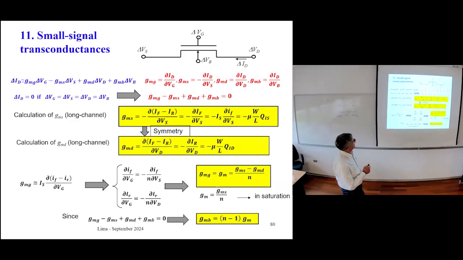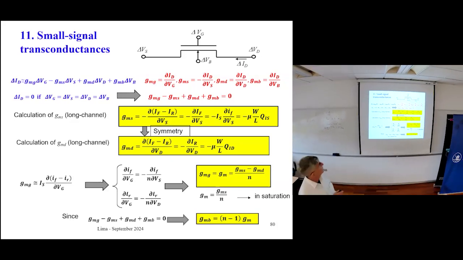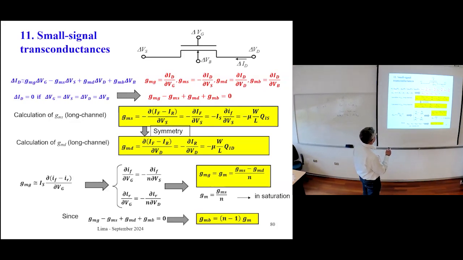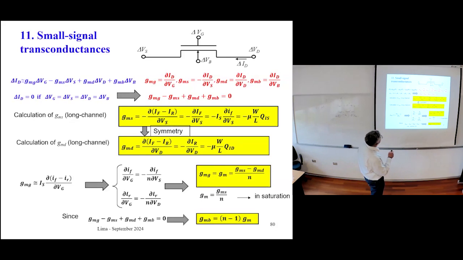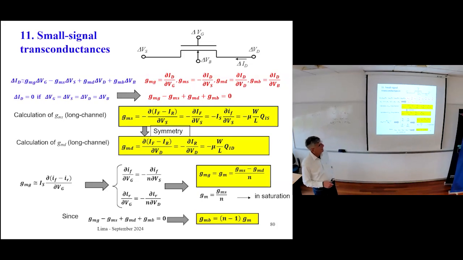So, you know that to calculate a small difference in the drain current due to small differences in the terminal voltages, I can write this expression as the variation due to VG plus the variation due to VS. Look at the sign here because I have another minus sign. Plus the derivative with respect to the drain voltage times delta VD, plus GMB times delta VB.